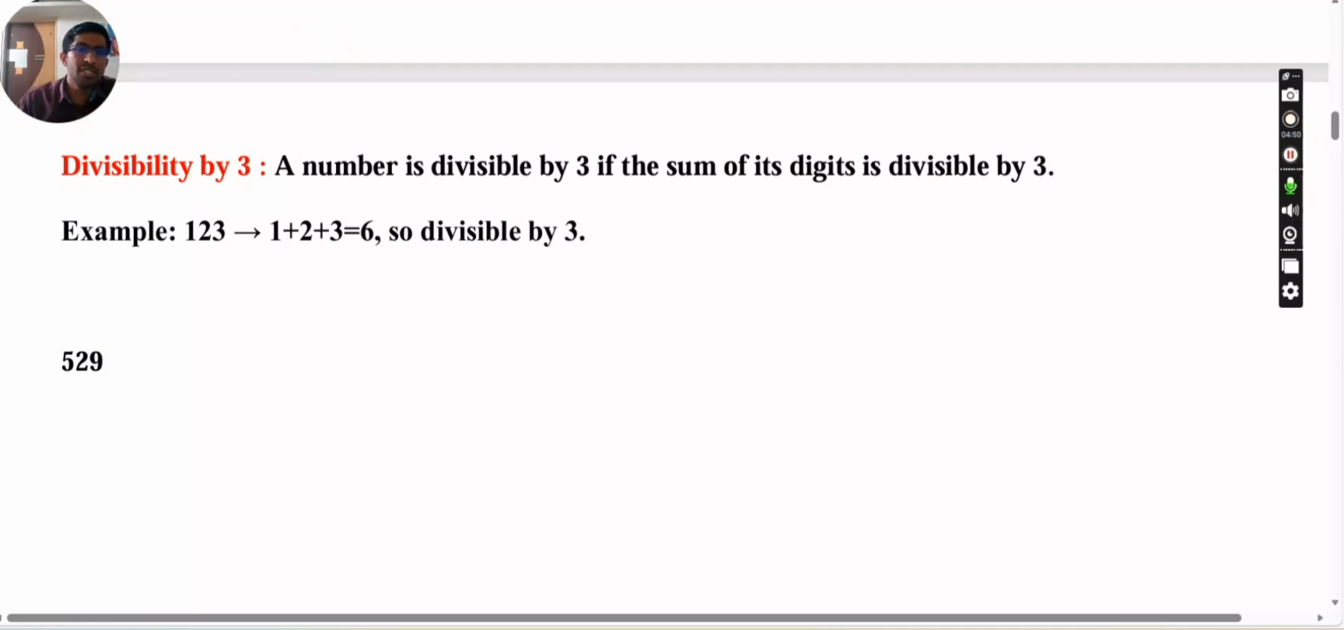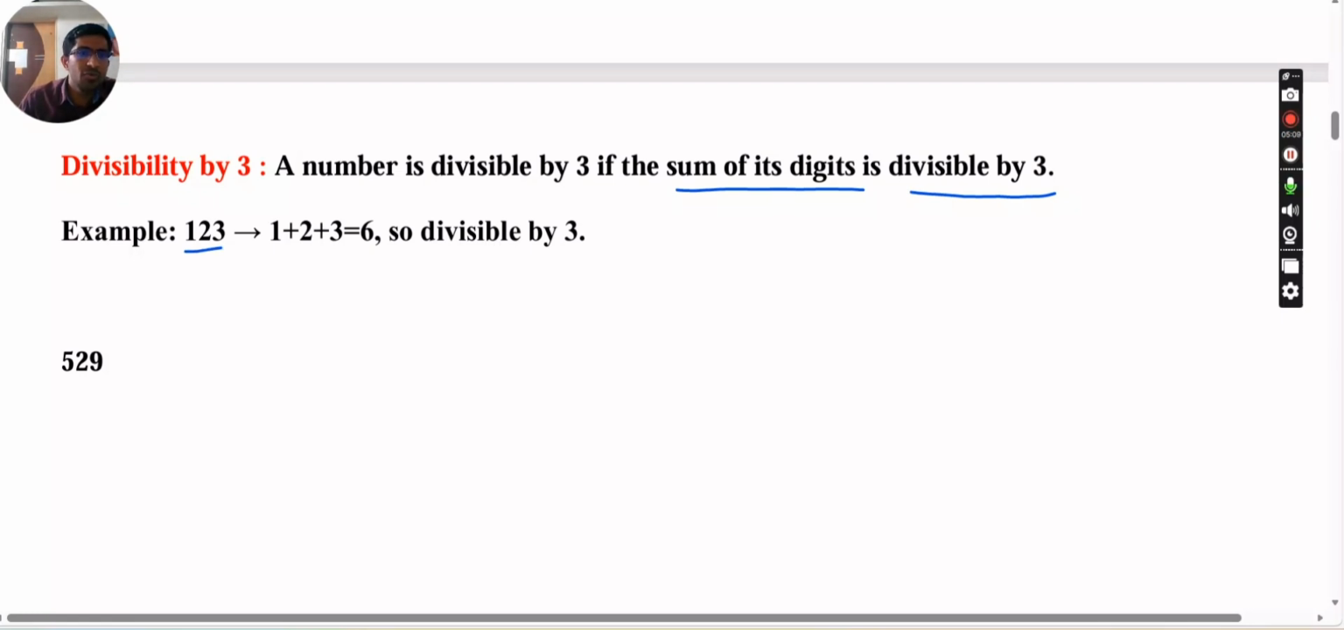So what is the divisibility rule of 3? A number is divisible by 3 if the sum of its digits, this is very important, the sum of its digits, is divisible by 3. So what is the meaning of this? One example here we have taken. So the number is 123.